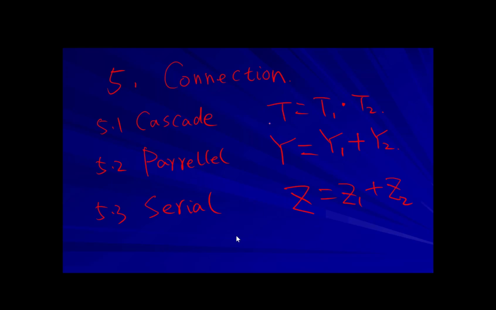For the cascade, the port rules will never break. But for the parallel and serial, sometimes the port rules will be violated. If the port rules are violated, these two formulas no longer exist. Okay, this is the summary of this chapter. Let's have a rest for 10 minutes.